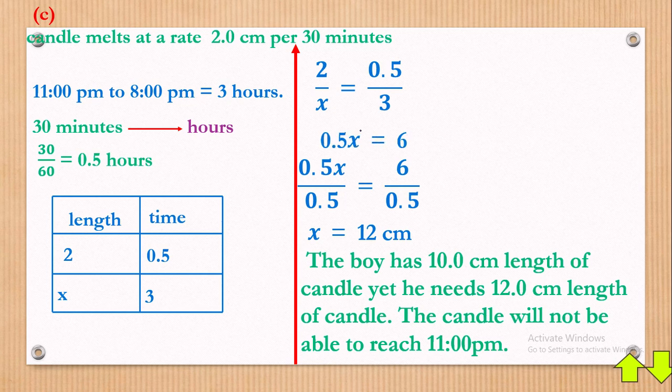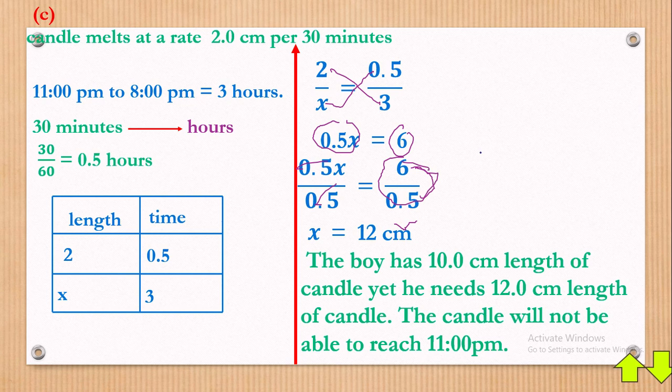Okay, there's been some technical error, but no problem. So multiply this by this, you'll get 0.5x. 2 times 3 will give you a 6. Okay, dividing both sides, 0.5 will cancel with 0.5. 6 divided by 0.5, you get a 12. Please use a calculator here. It gives you 12 centimeters.